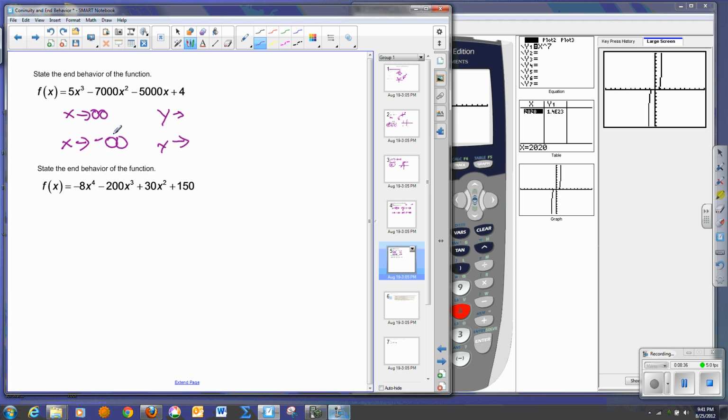Now, think about how big infinity is. It's bigger than you can ever imagine. So I want to know what happens when I take 5 times infinity cubed minus 7,000 times infinity squared minus 5,000 times infinity. Kind of tough to imagine how big that is, but think about it this way. If I take infinity and square it, that's ridiculously big, and multiply that by 7,000, that's 7,000 times bigger.